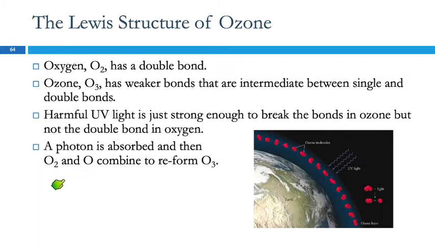Those then are going to combine to reform the ozone. So what's happening here is that the ozone is absorbing photons of UV light. And that's one of the reasons we're concerned about the health of the ozone layer, because there's all this radiation coming from outer space, and we've got this lovely protective bubble, and we need the bubble.